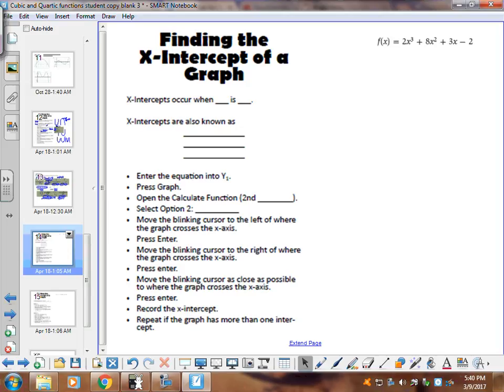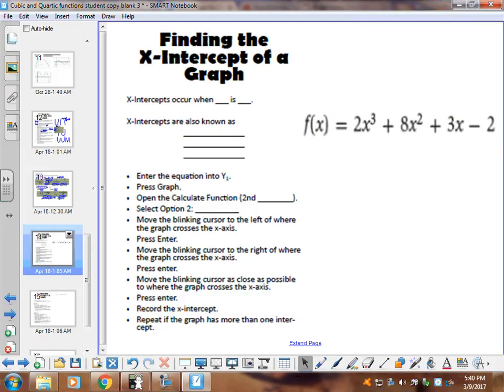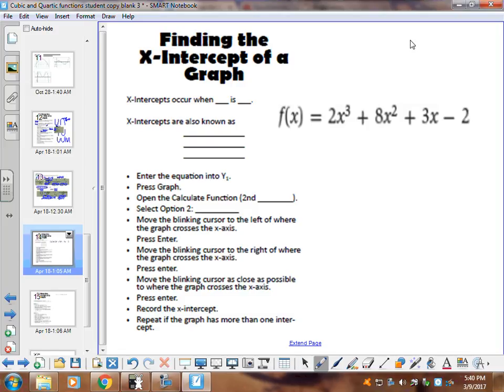Okay, you have another slip of paper. It says finding the x-intercept of a graph. And this equation right here, this function, is not on your paper. I want you to write that on your paper right now. F of x equals 2x cubed plus 8x squared plus 3x minus 2. So write that on your paper. Now fill in your little sheet.